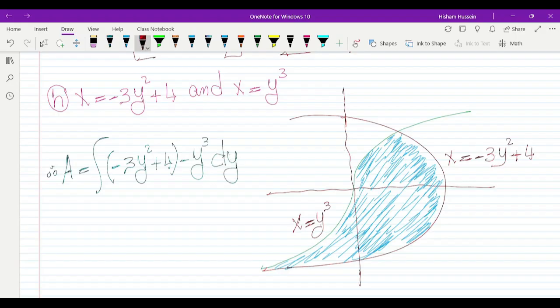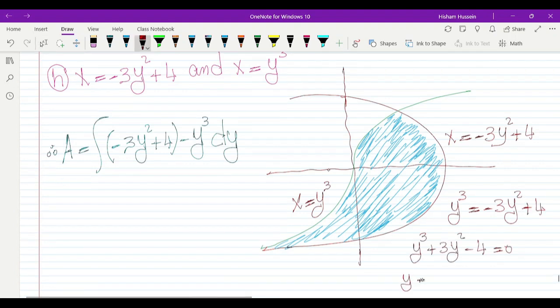We need to know the intersection points. How can we find the intersection points between these two curves? It's y to the power 3 equals negative 3y squared plus 4. Using the calculator, we get the roots: y equals negative 2 and y equals 1. So this means that the integration here is running from negative 2 to 1.